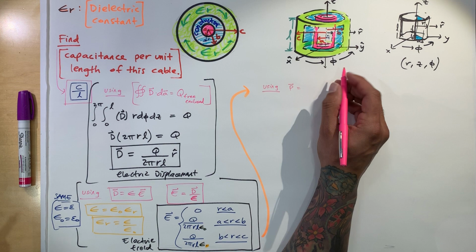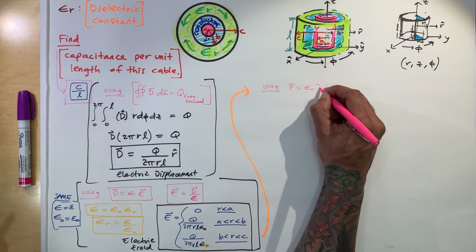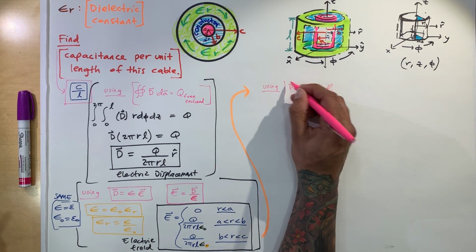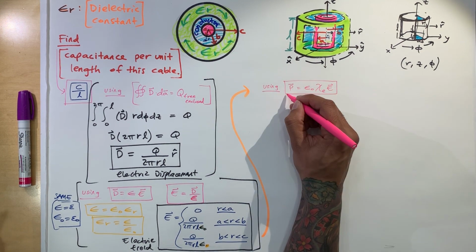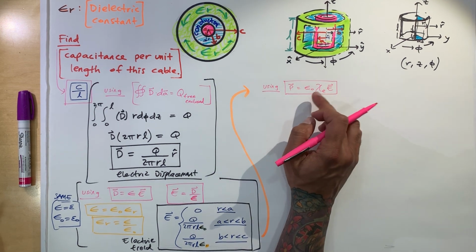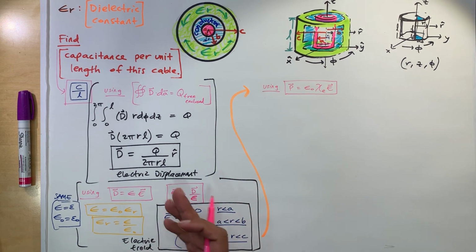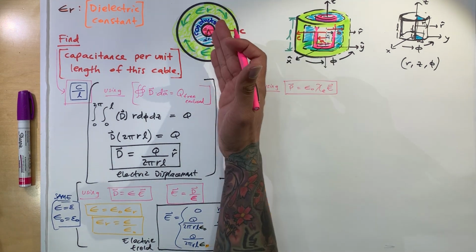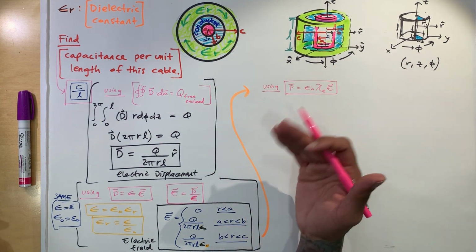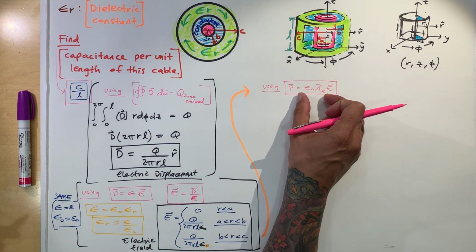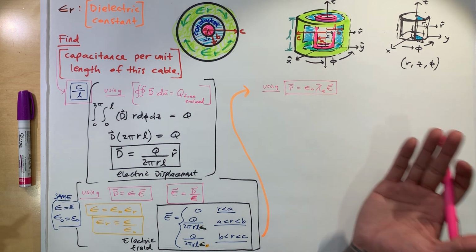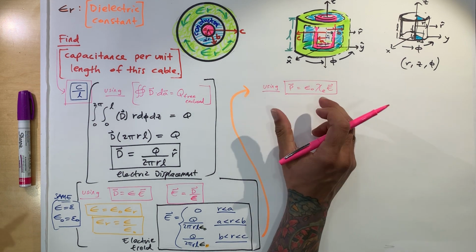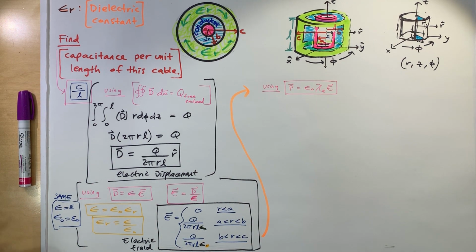Using polarization equal to epsilon naught chi E and electric field. Chi E is the susceptibility, and what chi, epsilon, and k, which we don't have in this problem, all represent is how the electric field acts inside of the conductor, inside of a dielectric constant, in between both. And so they all represent how the electric field behaves inside of those materials, all right? So we have this equation now, all right?